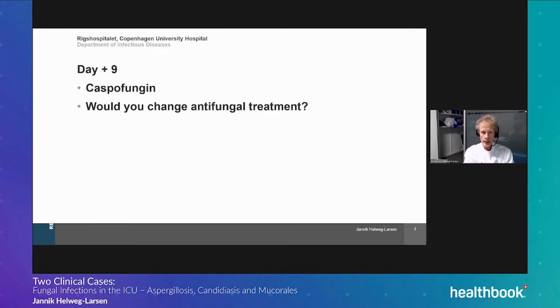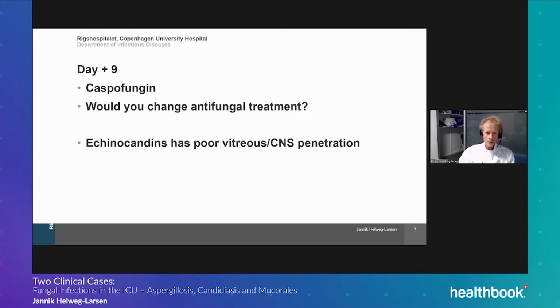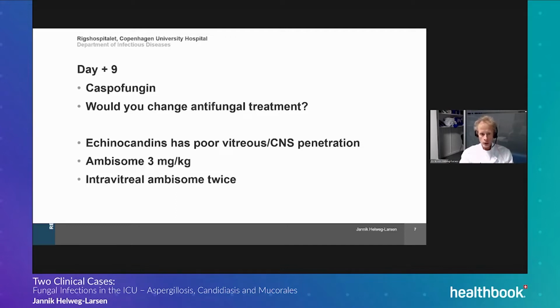So at day 9, he is receiving caspofungin, and the question is now, would you change the antifungal treatment? Obviously, echinocandins have very poor CNS penetration as well as vitreous penetration. So echinocandins should not be used for CNS or severe eye infections. So the patient was changed to Ambisome, and we also administered intravitreal Ambisome twice.